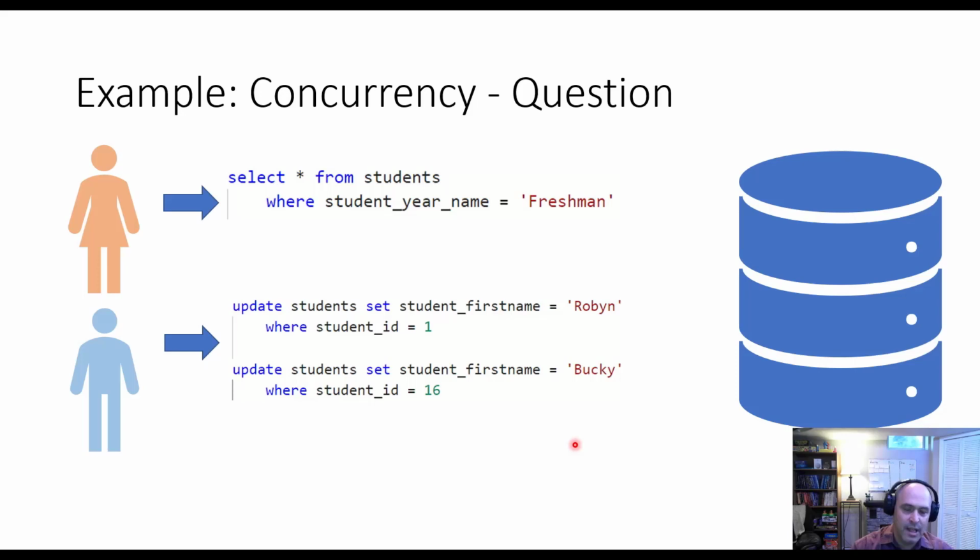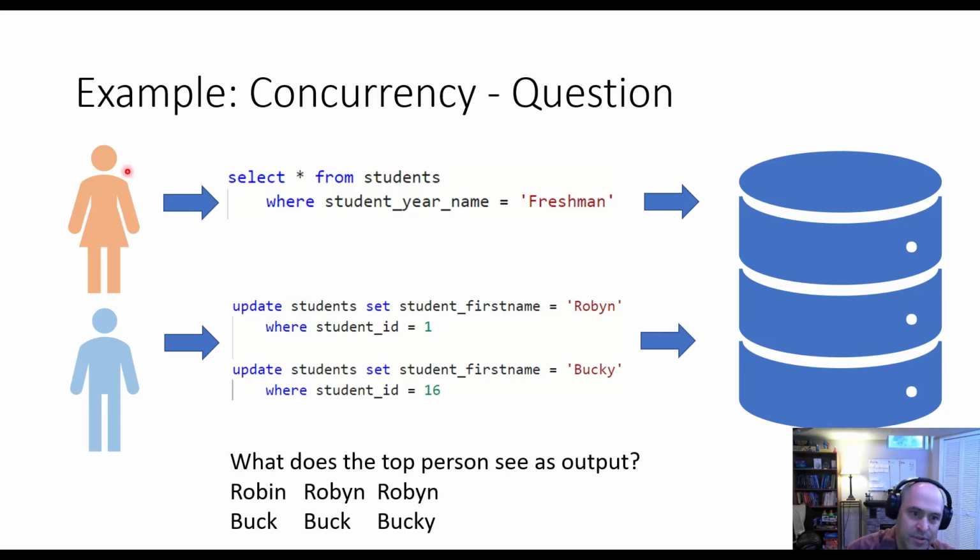So this person is trying to read the freshman out of the database. This person is trying to update 2 freshmen in the database. So what do we see as output? Does the person at the top see Robin Buck, which is the way it was beforehand? Or does this one go, and then their query goes, and then Bucky happens after, or both of these go, and then that one goes? What is the sequencing here?